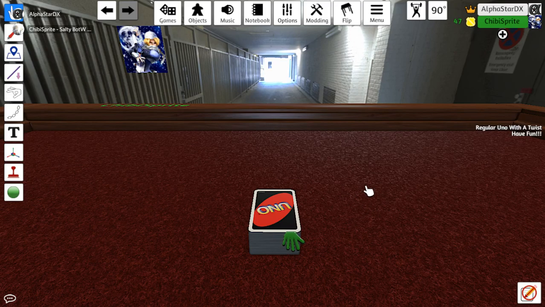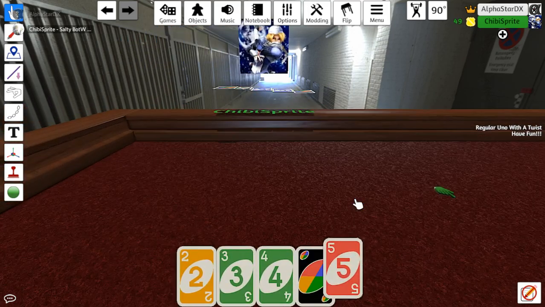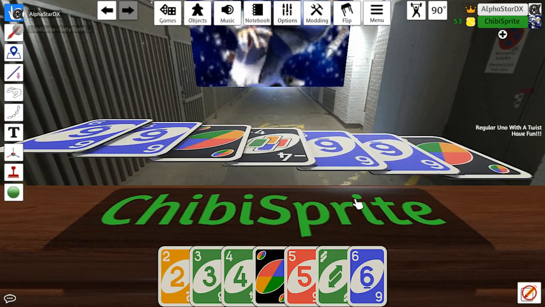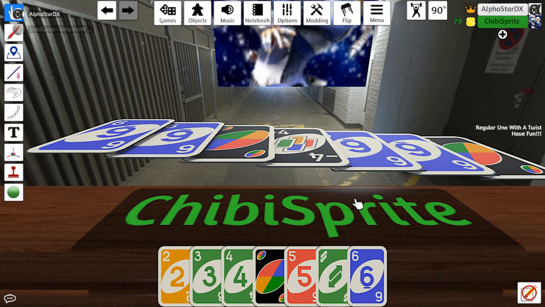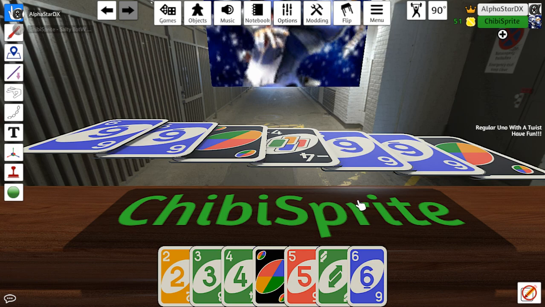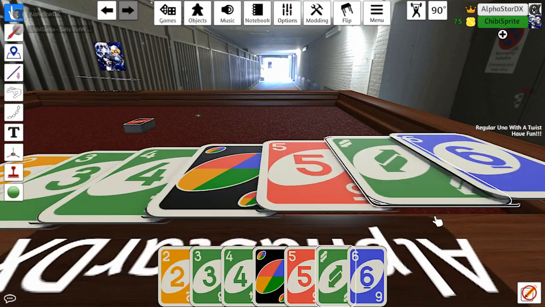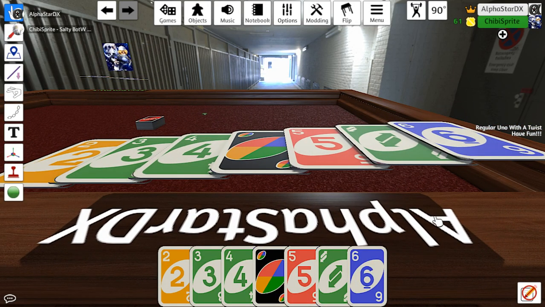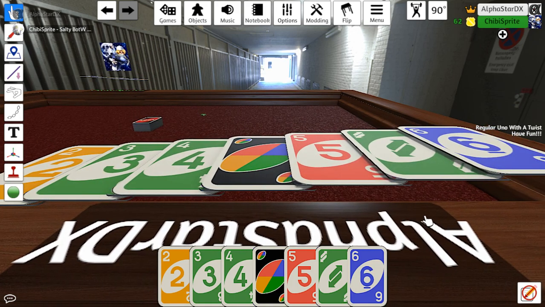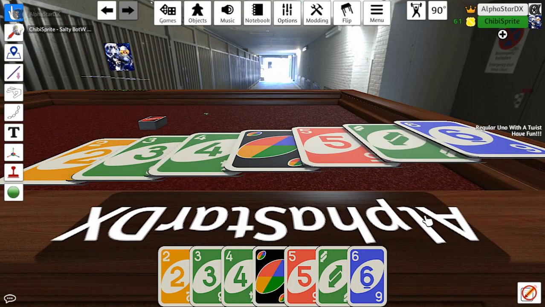Okay. Go ahead and deal the first hand, which everybody will see in just a moment when you pan over to my hand. First deal it. 1, 2, 3, 4, 5, 6, 7. So notice here, to the naked eye, Chibi is holding 2 wilds, a -4 wild, and 4 blue 6s. Whereas I have 5 blue 6s and 2 regular wilds. So there's your graphical glitch.